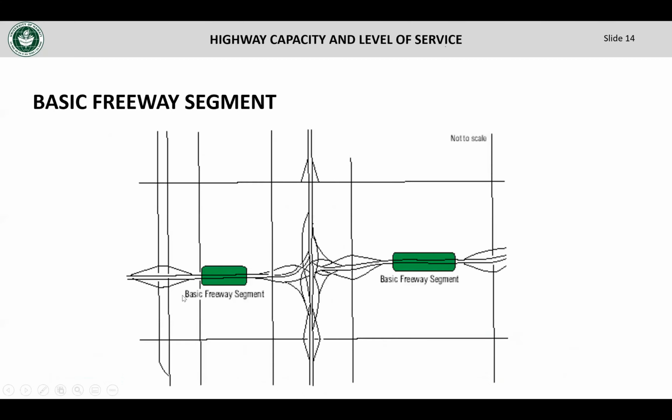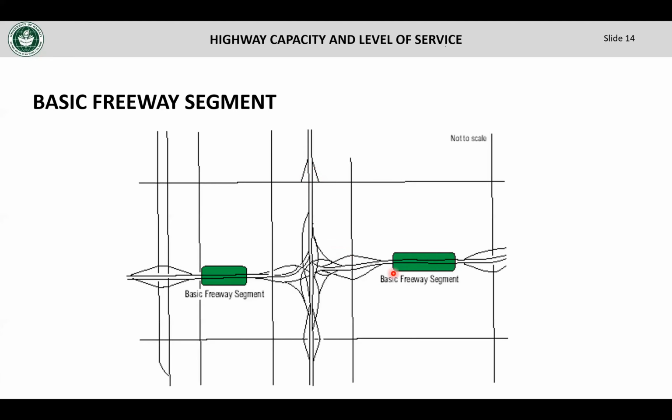This is an example of what we mean by a basic freeway segment. Here we have a complex freeway system. We have connections between the different freeways with these ramps and these loops. And then we have here, this would be an off ramp. Here we have an on ramp, and so on.